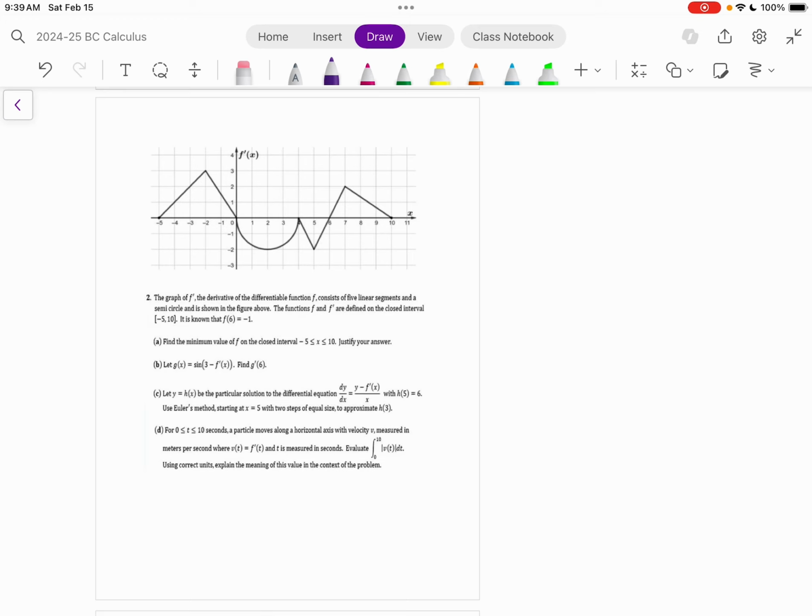All right, the graph of f prime, the derivative of f. Find the minimum value of f on the closed interval. Yikes. Okay, so what are my candidates? My candidates would be possibly endpoints and certainly possibly critical points. Okay, so which of my critical points could be a minimum? Only 6, right?